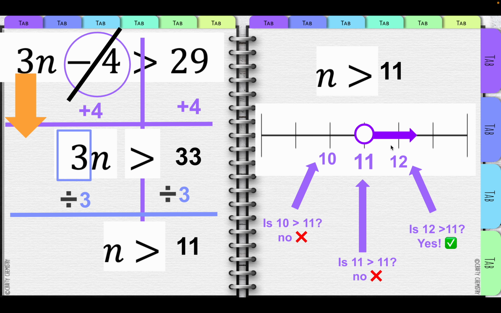So you color in what makes it true. Any of these numbers, if I picked 13, 13 would be greater than 11. 14 would be greater than 11. This arrow just means any number that's this way on the number line is going to work.